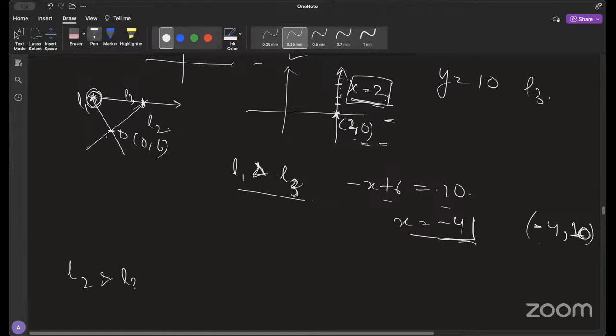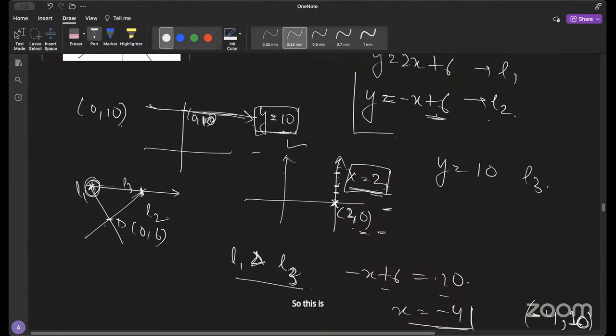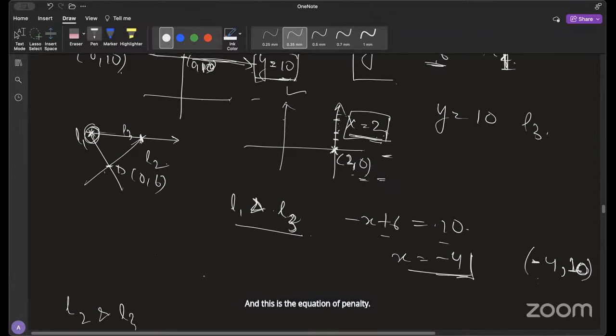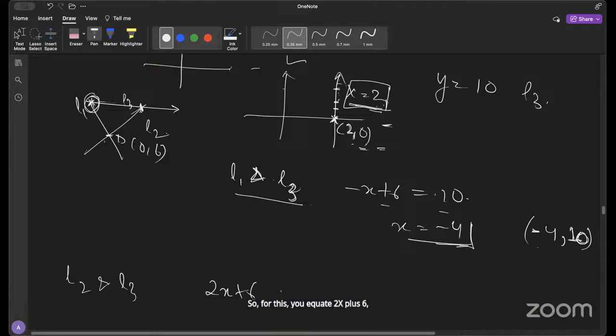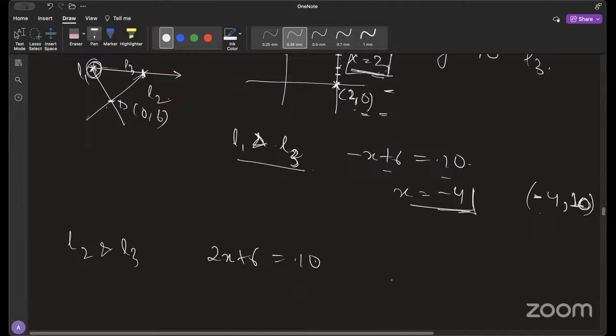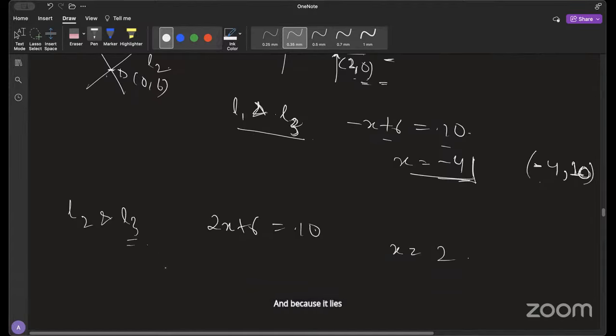For L2 and L3, you do the same thing. This was the equation of L1, and this is the equation of L2. So for this, you equate 2x plus 6 to 10. From here, you will get x equals 4 by 2, so it's going to be 2. And because it lies on L3, and the y coordinate for L3 is 10, you'll have y equals 10 and x equals 2. So you'll have 2 comma 10.